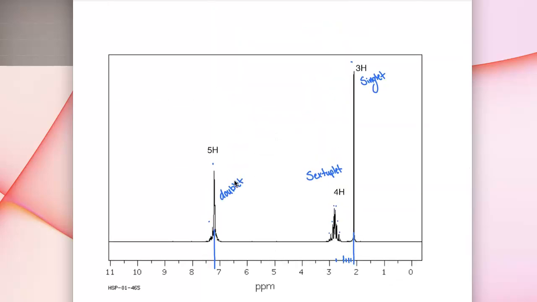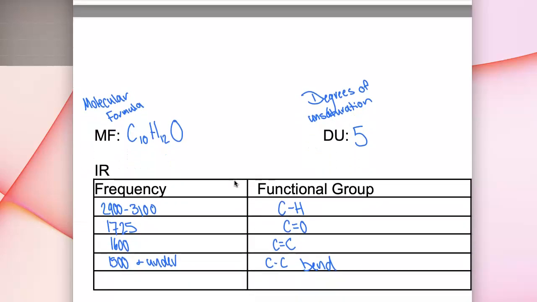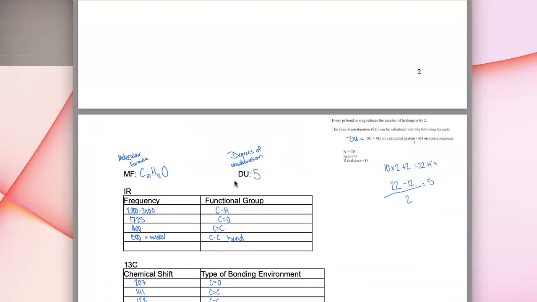Then that leaves us to look at our degrees of unsaturation here. So the next thing was we have our molecular formula here that was given to us to start off with, and we look at this and compare if we're going to look at our degrees of unsaturation. I've inputted a little formula here for us to look at.